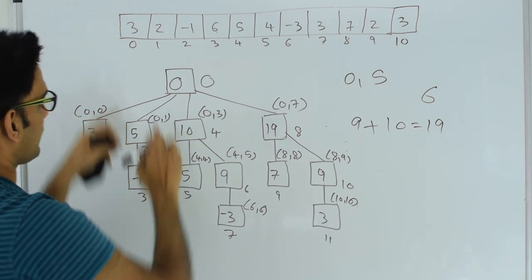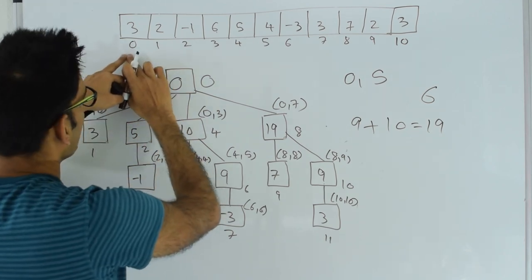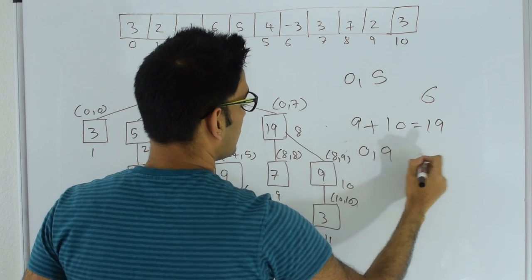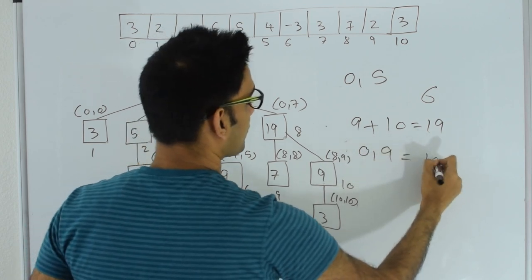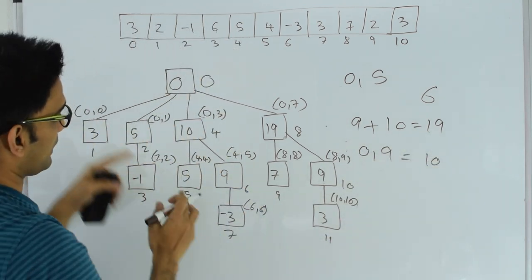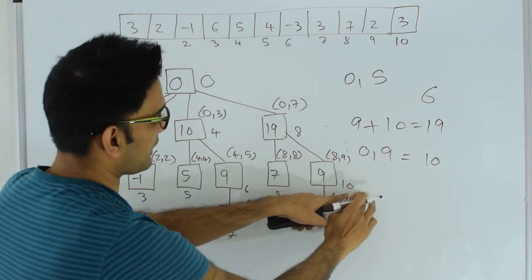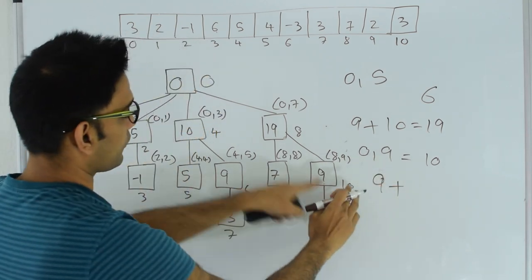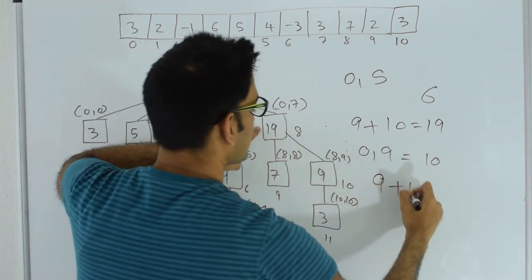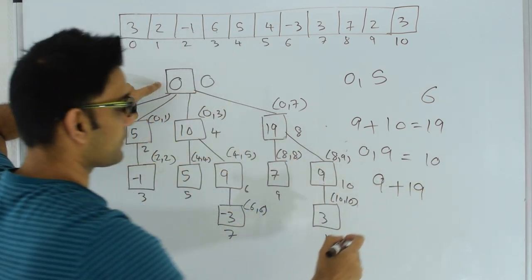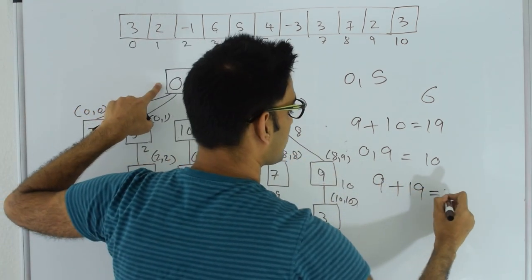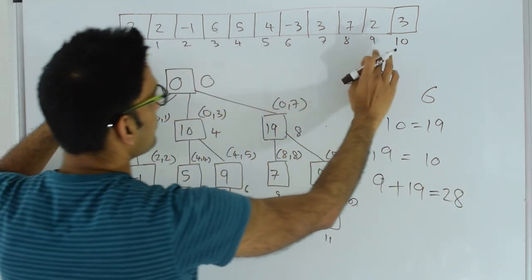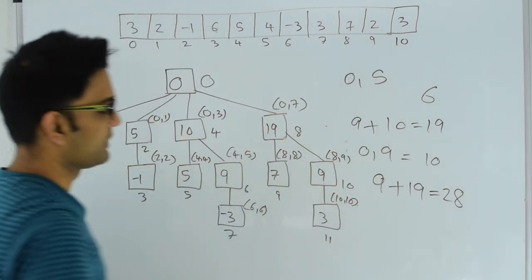So let's look at another example. Let's try to get the sum from 0 to 9. Since this is 9, I'll start from the 10th node in my Fenwick tree. So I start from 10. The value here is 9, plus I go to its parent. So that's 19. And then I go to its parent. So that's 0, so that doesn't add anything. So this is 28. So the sum of 0 to 9 will be 28.